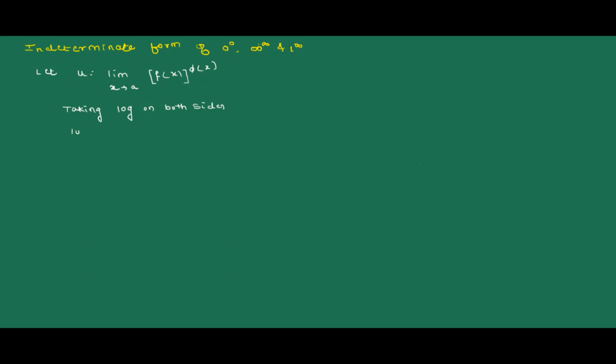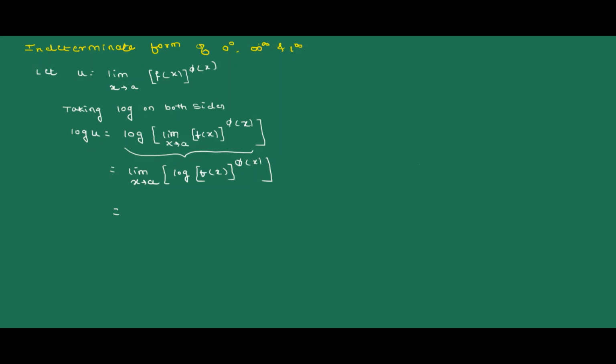so left hand side you will get log u is equal to, right hand side we can write it as logarithm of limit x tends to a f of x raised to phi of x, is equal to, this same term we can also write limit outside the function, so that is limit x tends to a, and we can send log inside the bracket, logarithm of f of x raised to phi of x is equal to limit x tends to a.